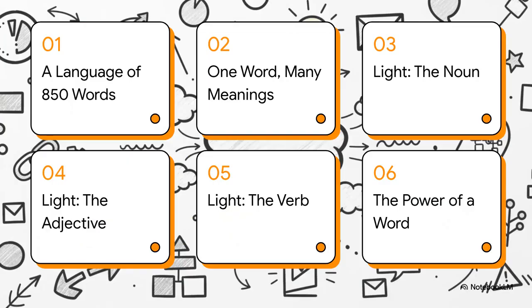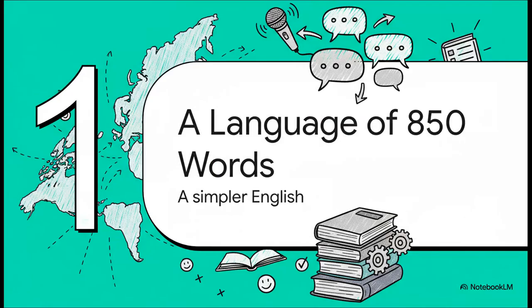First, we'll look at the big idea, this 850-word language. Then we're going to zoom way in on just one of those words, light. We'll pull it apart as a noun, an adjective, and a verb, and then we'll zoom back out and figure out what this one little word can teach us about how language really works. Let's get into it. Okay, so our story starts with this really cool idea called Basic English.